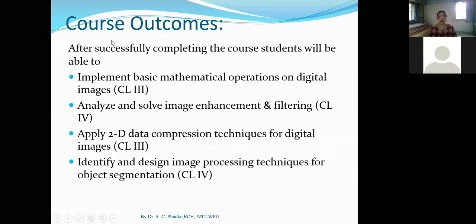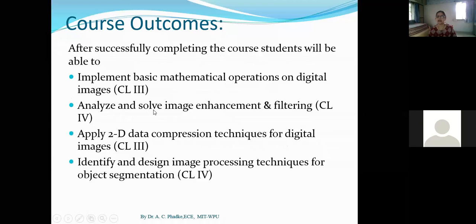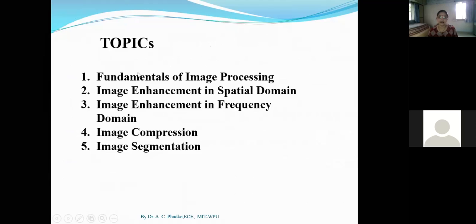After successfully completing the course, you will be able to implement basic mathematical operations on digital images, then analyze and solve image enhancement and filtering. Then you will be able to apply two-dimensional data compression techniques for digital images. And the last outcome is you will be able to identify and design image processing techniques for object segmentation. Under this course, mainly 5 topics will be covered.